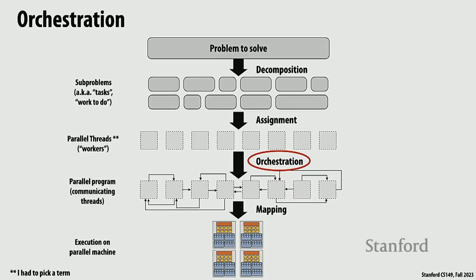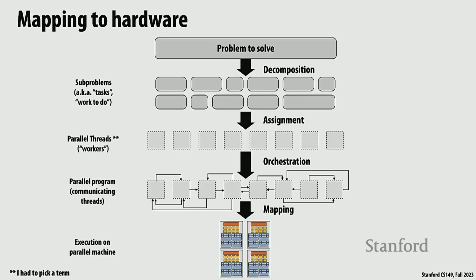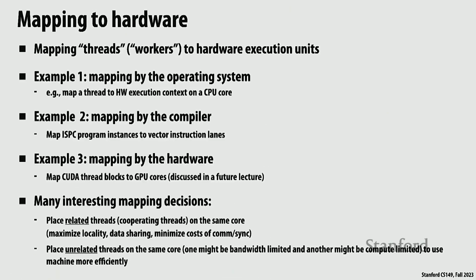And then last, at some point, someone has to actually take this idea of a thread or a program instance and map it to an actual piece of hardware. That's the last step of this. So, we talked about orchestration and then mapping it to hardware. For example, imagine you create a thread. Who maps your C++ thread to a hardware execution context? We just talked about it. Operating system. In ISPC, who maps a program instance to a vector lane? That's kind of built into the implementation of the compiler. Exactly.